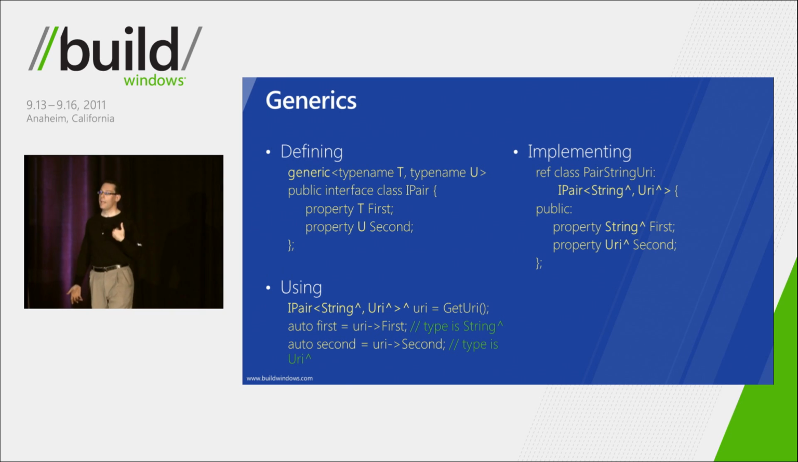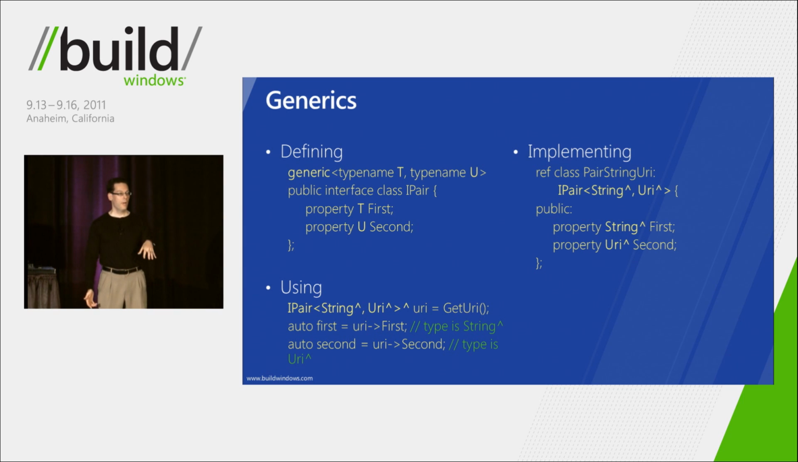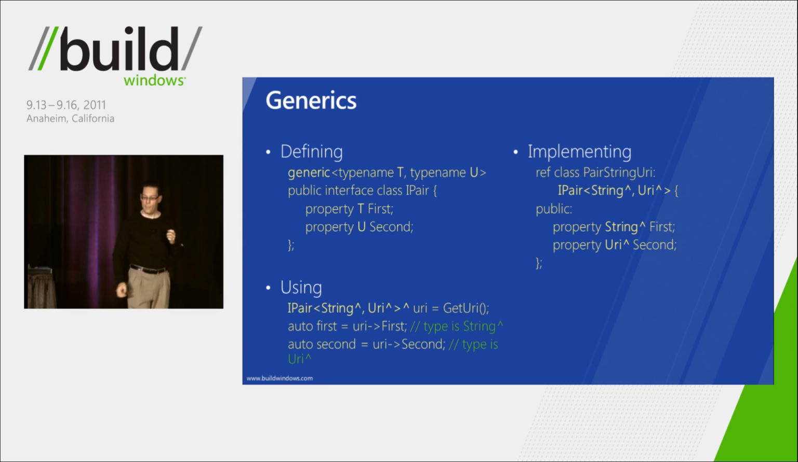Now, when I use that, how does it work? Well, in the using part at the bottom, you'll see that I can have an IPair of String^ and Uri^, and then I can call some function GetURI, which actually returns this class, PairStringURI. And I don't necessarily even need to know that class exists, because I'm just using it through this base interface. And then when I access its first and second members, and I use the standard auto to deduce the types, they come right back out exactly what I expected, a String^ and Uri^, all of it just works together. So that's native generic interfaces and how you author them, implement them, use them in C++.